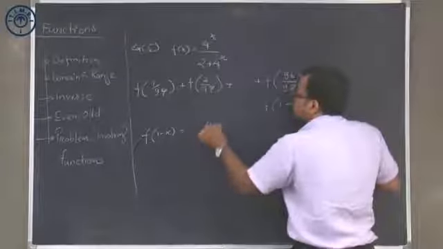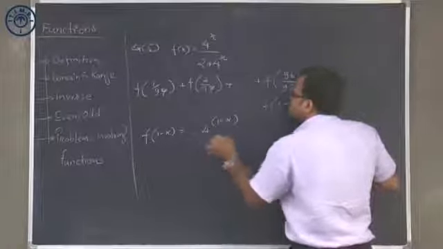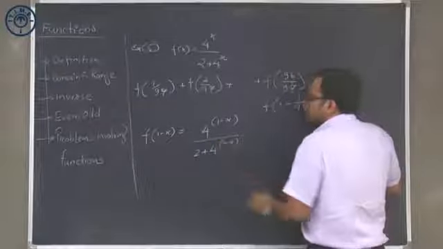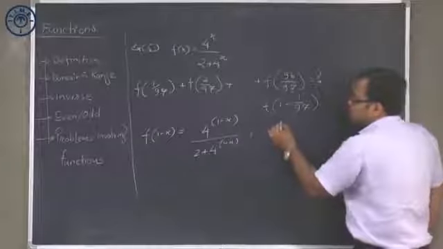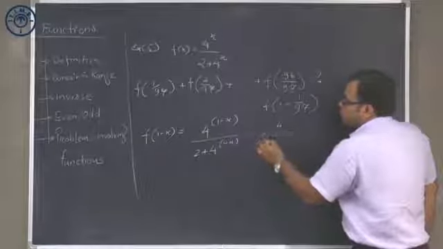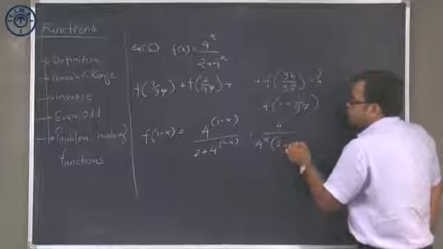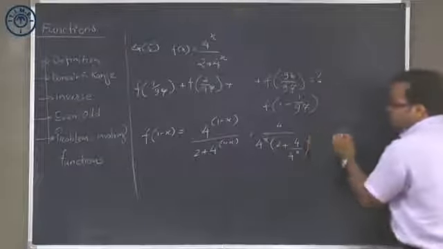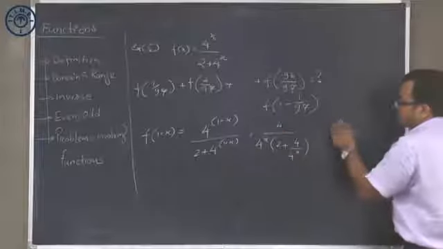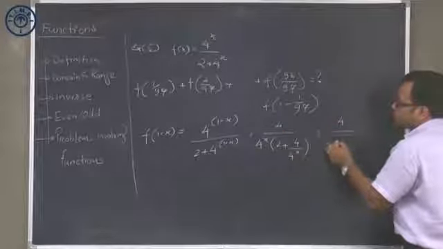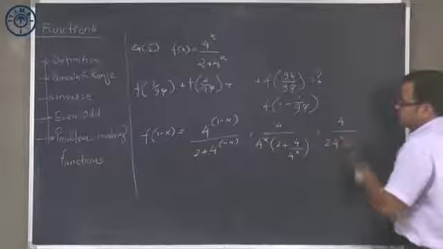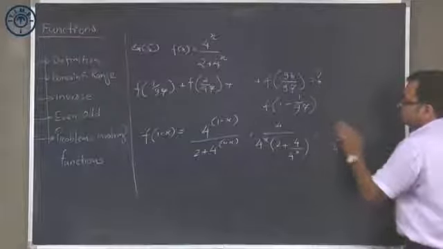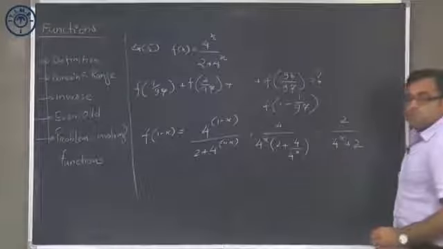This is equal to 4 to the power 1 minus x divided by 2 plus 4 to the power 1 minus x. This is equal to 4 upon 4 to the power x multiplied by 2 plus 4 upon 4 to the power x, which is equal to 4 upon 2 into 4 to the power x plus 4, which would mean that 2 can be taken out from here. This will become 2, this will become 2.